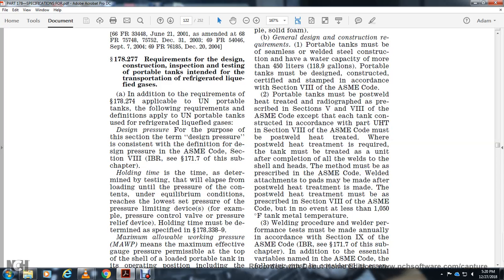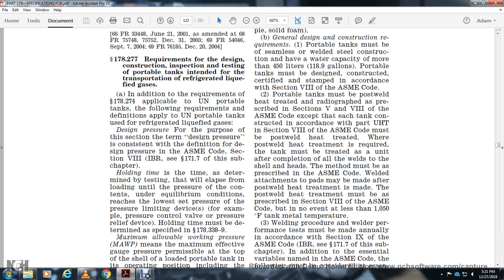Design pressure. For the purposes of this section, the term design pressure is consistent with the definition of design pressure in the ASME Code, Section 8, with the holding time determined by the testing, elapsed for the holding of the pressure of the contents, for the equilibrium conditions. It reaches the lowest set pressure for the pressure limiting devices, for example, the pressure control valve or pressure relief device. Holding time must be determined as specified in 178.338-9.